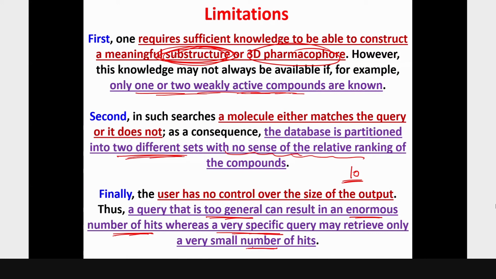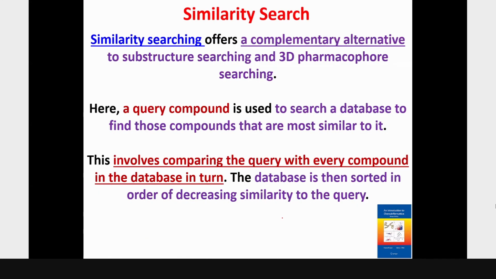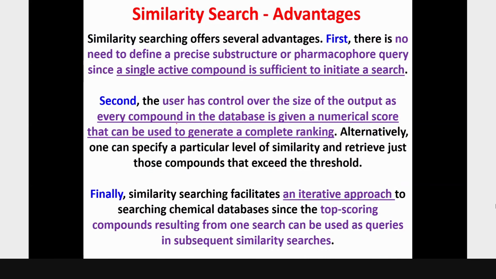So to reduce all these limitations, we have this concept of similarity search. In similarity search, what is going to happen? Even if you know a single active compound, you are going to trust that compound and make the search with that. So they are saying with this single active compound also, you can proceed with your method.